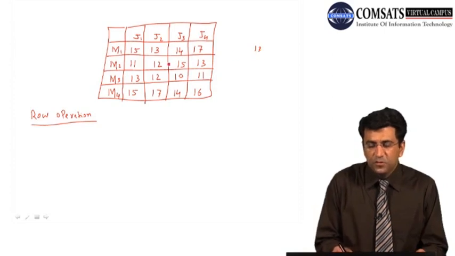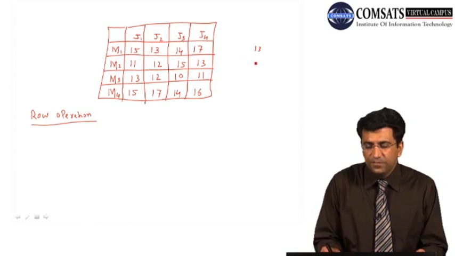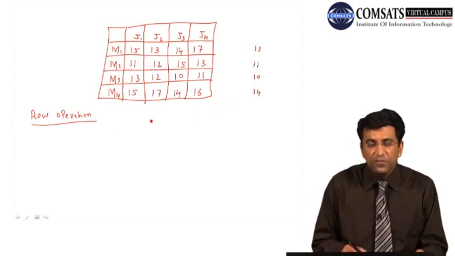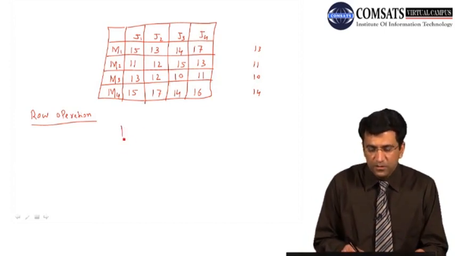In this particular row, the minimum value is 11. So let me write this value here. Out of this row, the minimum value is 10. So let's write here. And out of this row, the minimum value is 14. So we have identified the minimum value out of each of the rows. And what we will do in the row operation, we will just subtract this minimum value from all the relevant values of a particular row. So let's redraw this table.